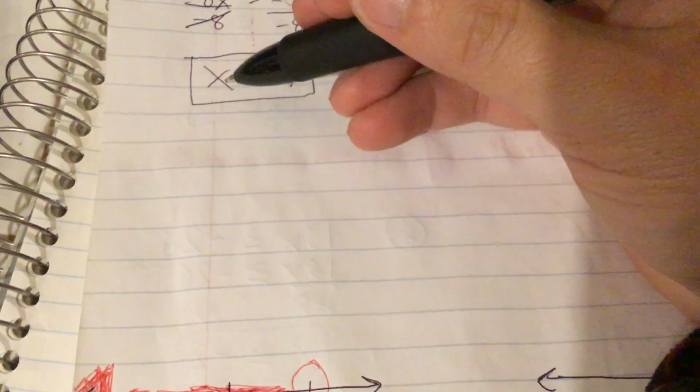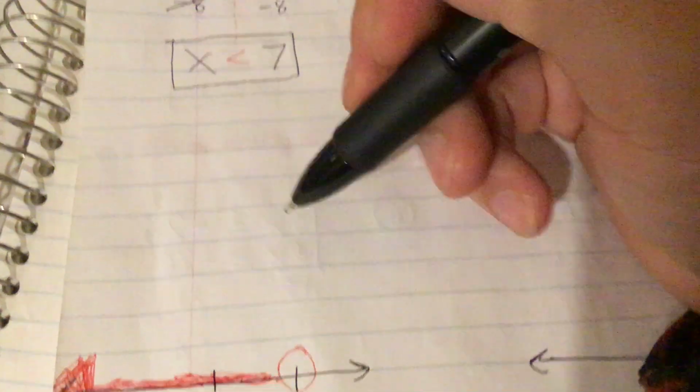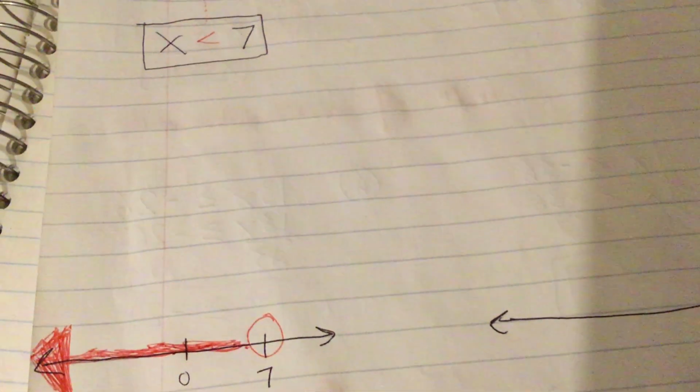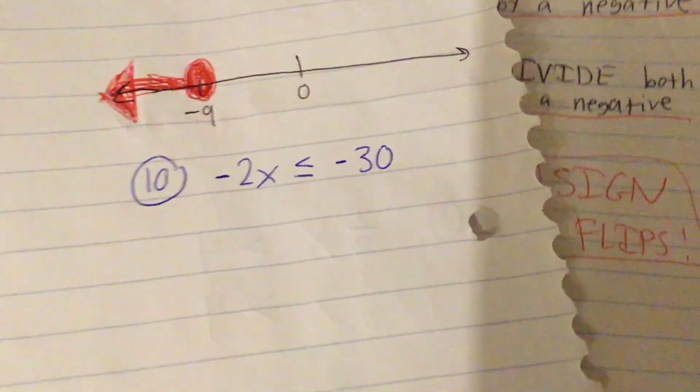Okay. Is 7 itself invited to the birthday party? No, it says x is legally allowed to be less than 7, not less than or equal to. So 6.999999992 is legal, but not 7 itself. All right, let's go with this one.